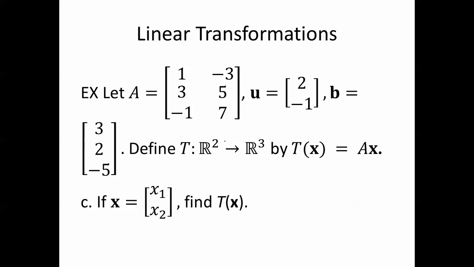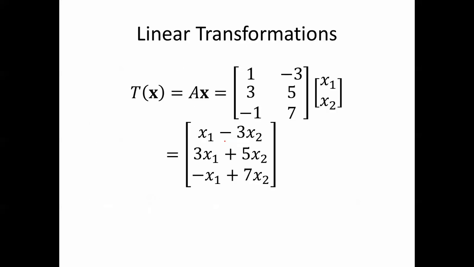If x is (x1, x2), find T of x. Okay, we can do that one easily enough. T of x is going to be Ax. So when you multiply this together, notice you end up with (x1 - 3x2, 3x1 + 5x2, -x1 + 7x2).